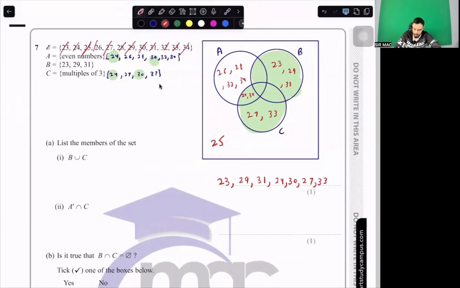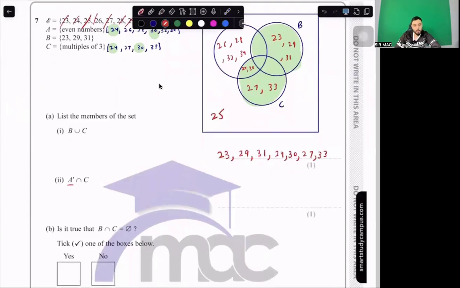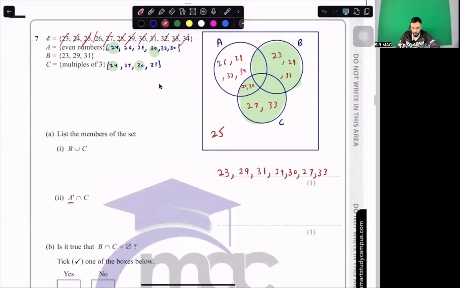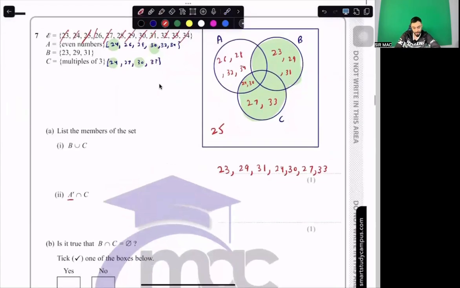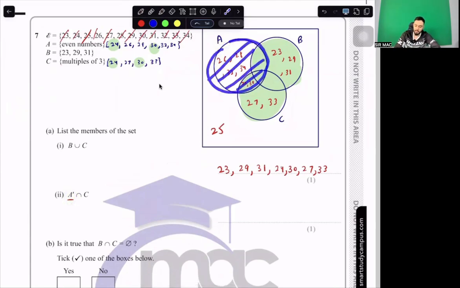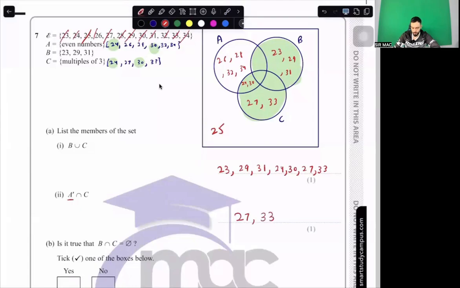Now this is saying A complement and common in C. So it should not be in A and it should be in C. A not means not in A; it's called the complement. You can say A not. So A not means nothing in there and should be common in C. This is intersection, so common in C, there comes only this part. So A not and common in C is just going to be these two, 27 and 33.